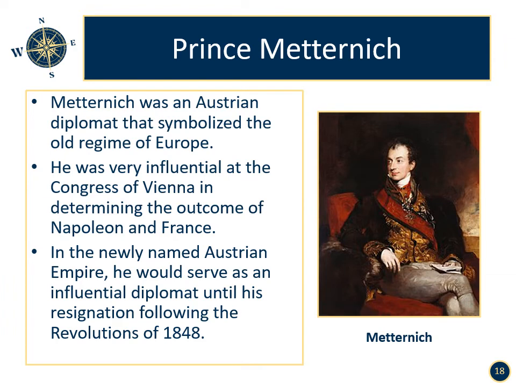Prince Metternich. Metternich was an Austrian diplomat that symbolized the old regime of Europe. He was very influential at the Congress of Vienna in 1815, in determining the outcome of Napoleon and France. He desired to maintain the concert of Europe or balance of power within the region. In the newly named Austrian Empire, he would serve as an influential diplomat until his resignation following the revolutions of 1848.